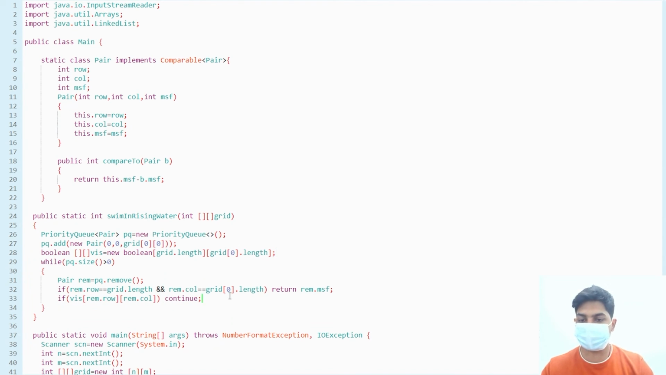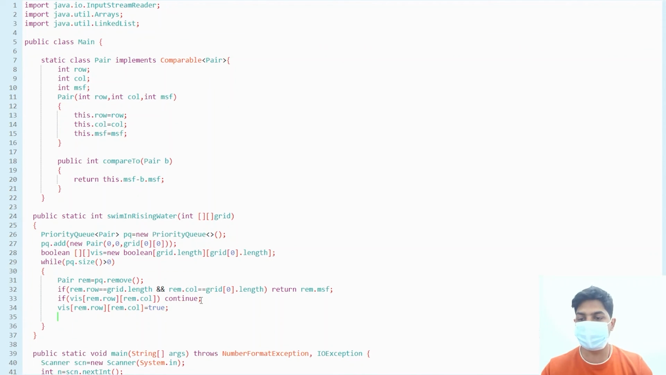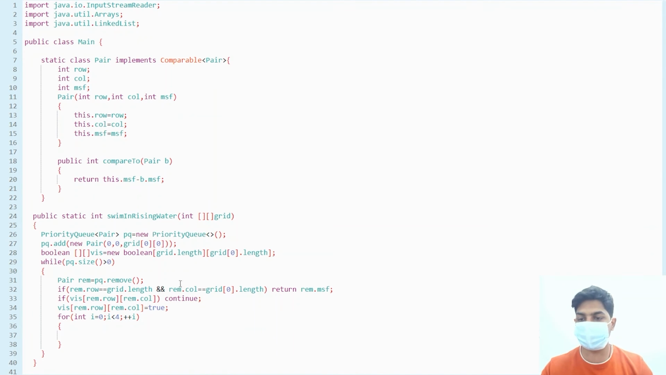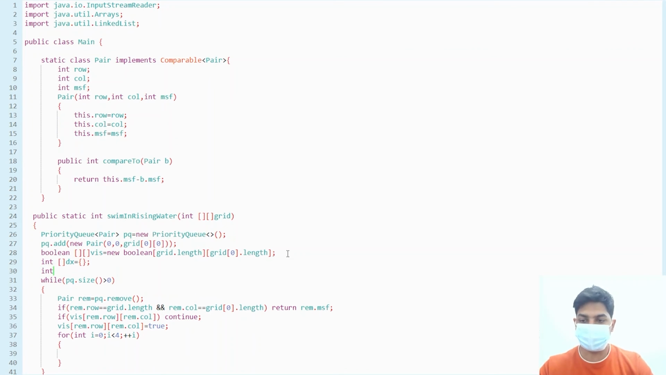If it is visited, then good. Otherwise, we will mark visited of removed element dot row and removed element dot column equals true. After that, we'll explore all the 4 directions. So for integer i equal to 0, i less than 4, plus plus i, but for exploring we need a direction array. So let's make integer direction array dx and integer direction array dy.